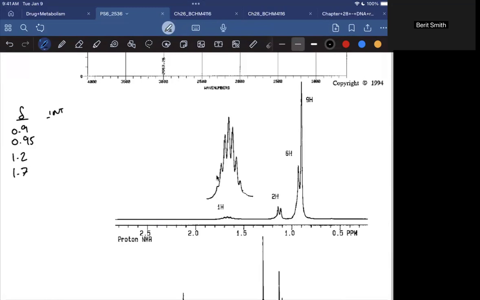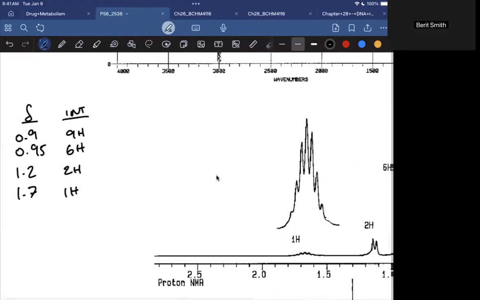All right. I've got 9H, 6H, 2H, and 1H. And this should match up. We've got 9, 15, 18. Okay, perfect. So that matches up to our 18 hydrogens. Again, this 9, that's going to be our tert butyl.